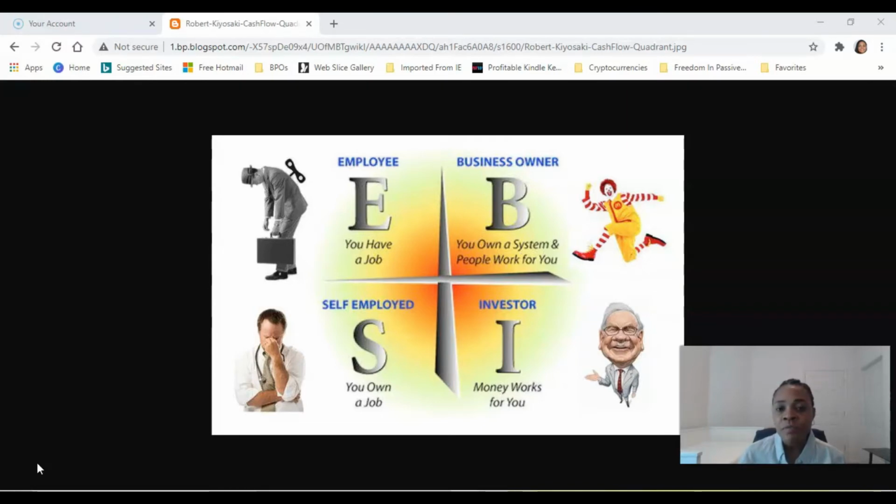And so if you've never seen this before, this is very powerful, and it gives you a visual of where you are and where you need to be if you want to reach certain financial goals in life. Like most people want to become the investor. That's where our money works for us. And so we have our 401ks, 403bs, IRAs, and we're basically told that's going to be our vehicle to go from being an employee to becoming an investor.